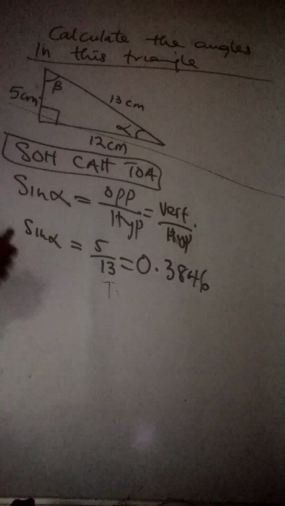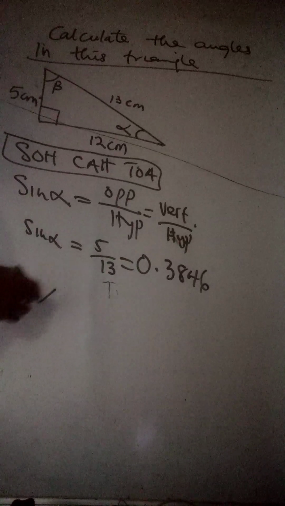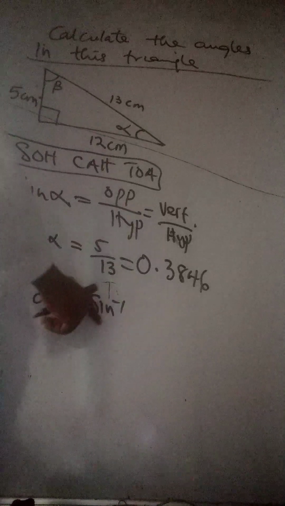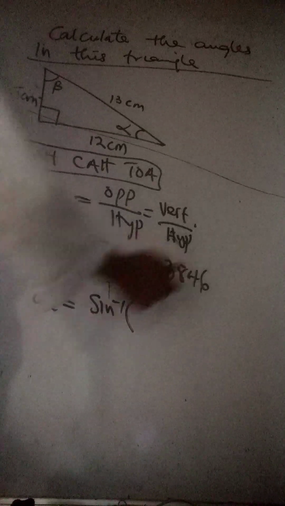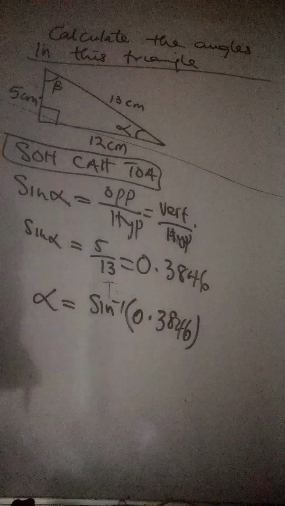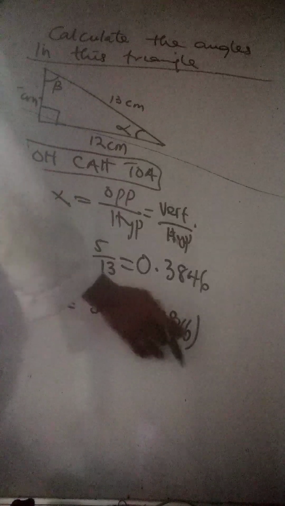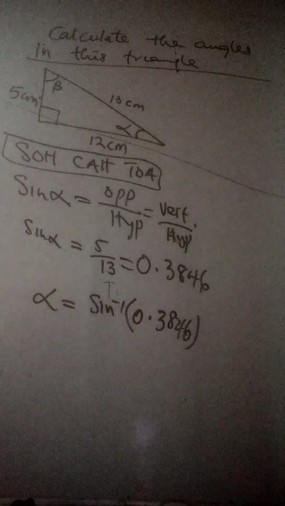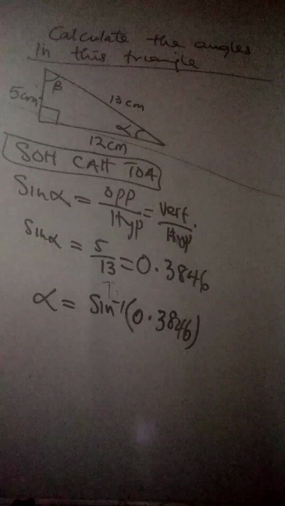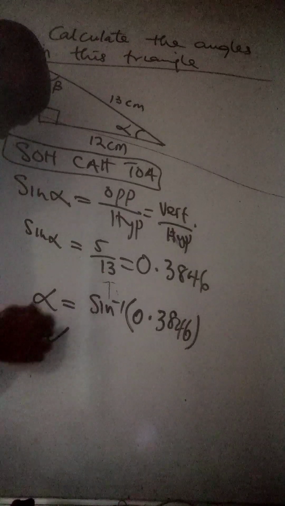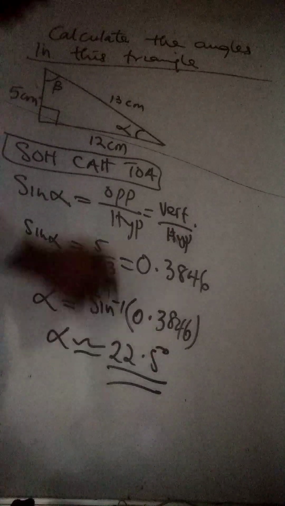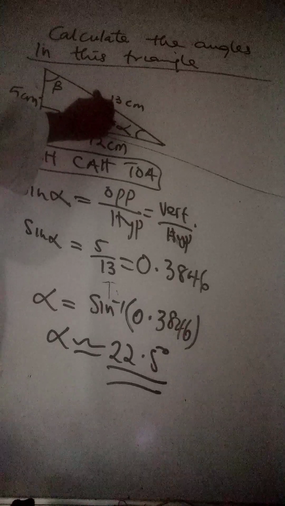Then how do I get this alpha from here? So alpha will now become inverse sine of this value, 0.3846. That means we check the second function of sine of this value, and that will give us approximately 22.5 degrees. That means this angle is 22.5 degrees.